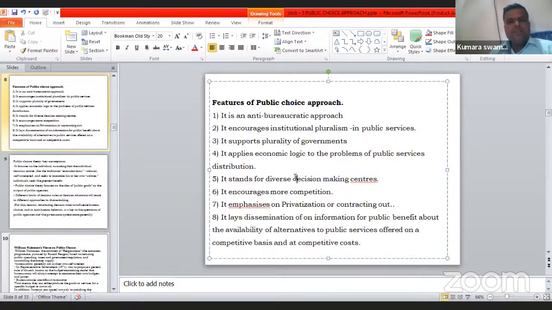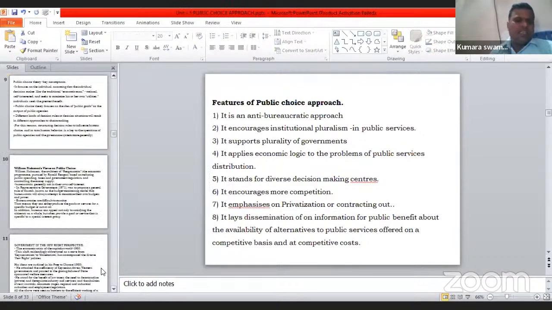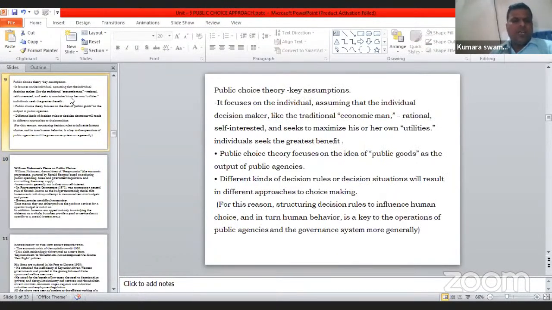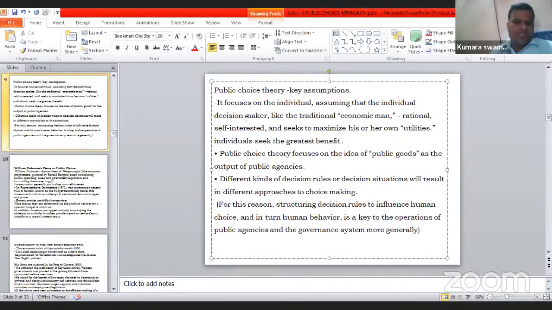So we can say that the features of the public choice approach are: it is anti-bureaucratic, it encourages institutional pluralism, it supports the plurality of government, and it stands for diverse decision-making centers. It encourages competition and emphasizes privatization and contracting out. These are the few features which come under the public choice approach. After the features, we can go with the different opinions and major assumptions of public choice theory or the public choice approach.